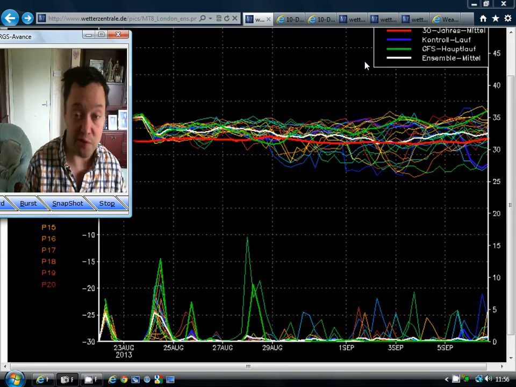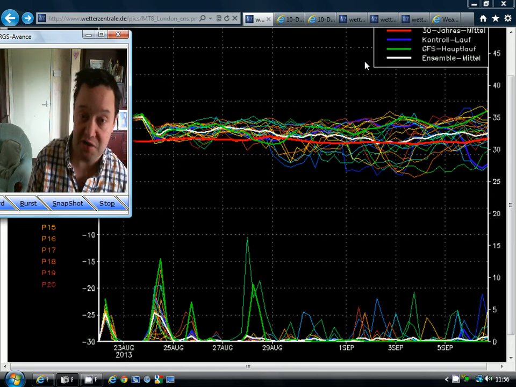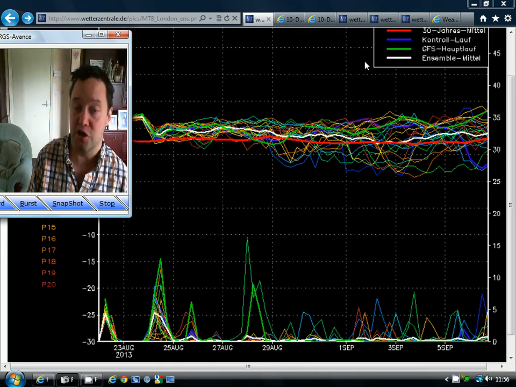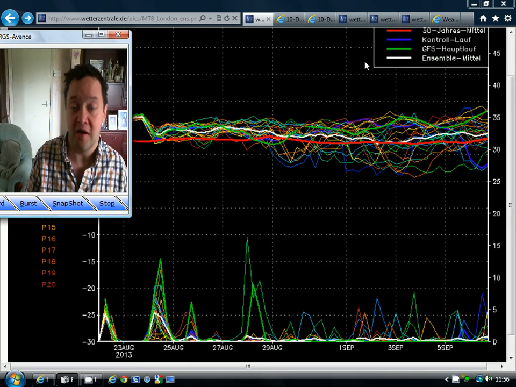It's usually a period where we get a lot of high pressure influences early September, known as the old wise summer. We'll see whether there's that signal in the models today.